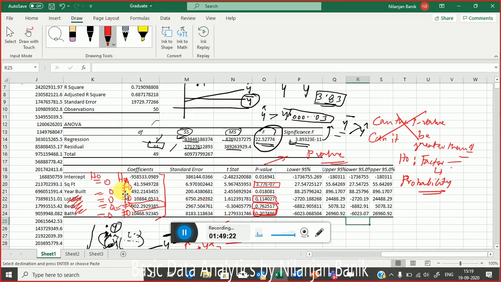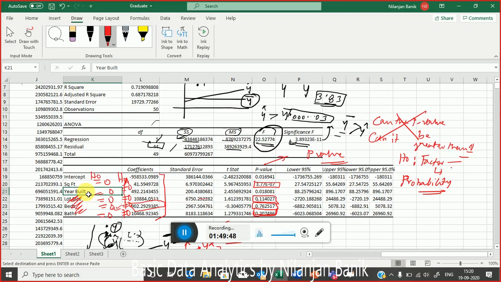Please explain this once more, Dada. Okay, maybe with some other variable. Let's say I'm talking about square feet. I'm talking about year built. Can you see year built? Yes. What is the null hypothesis?